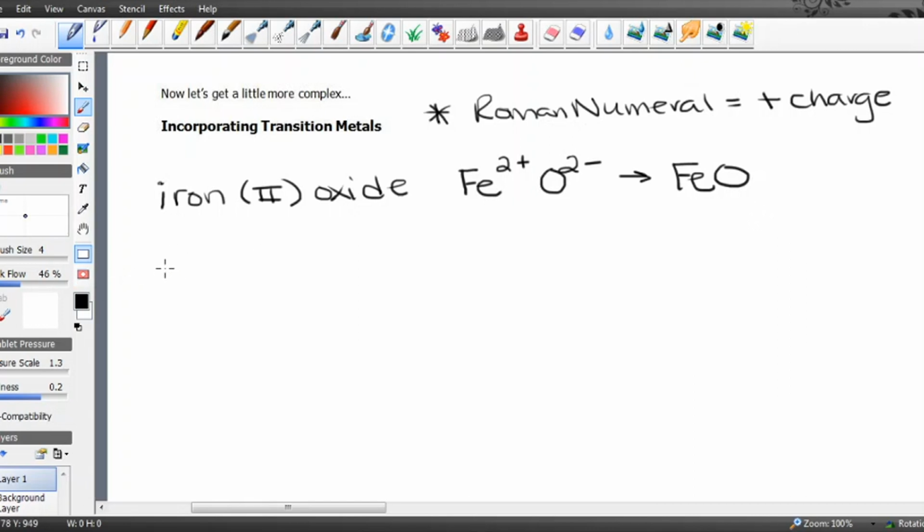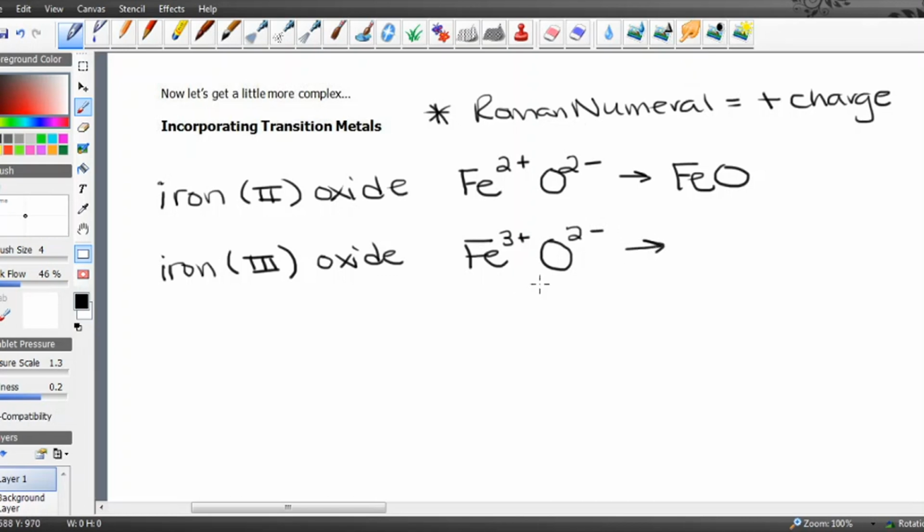Let's do another one. Let's say instead of iron 2, this time I have iron 3. These transition metals can have varying different charges. Let's say this one is iron 3 oxide. These are 2 different compounds. Write the ion and the charge that it makes. Iron 3 plus. And we know oxide from before is O2 minus.